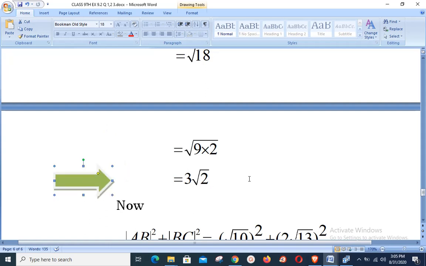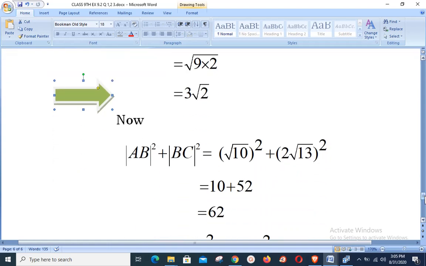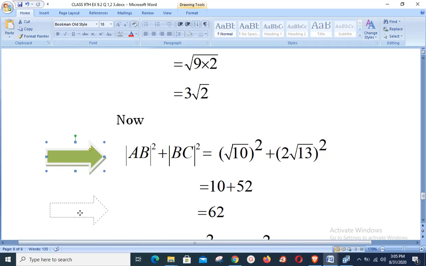Now we check whether it obeys the Pythagoras theorem or not. We check side AB square plus side BC square. Viewers, remember that you have to select the two smaller sides here, because the hypotenuse is the largest of all the sides in a right-angle triangle. So considering AB square plus BC square, that is equal to root 10 whole square plus 2 root 13 whole square, our result becomes 10 plus 52, that is equal to 62.